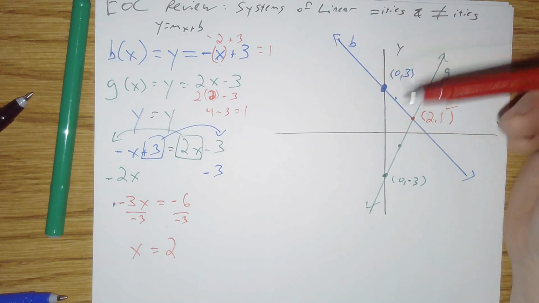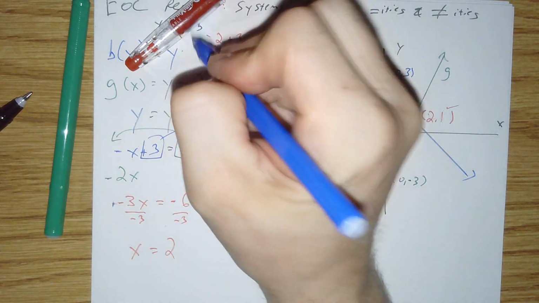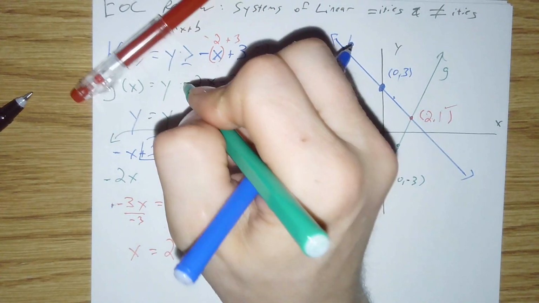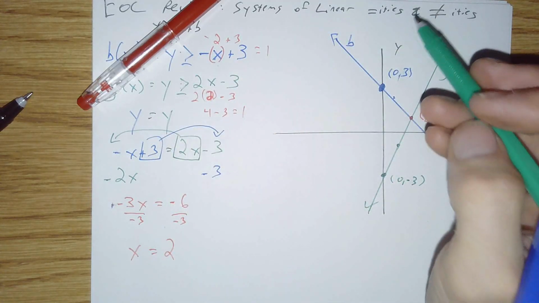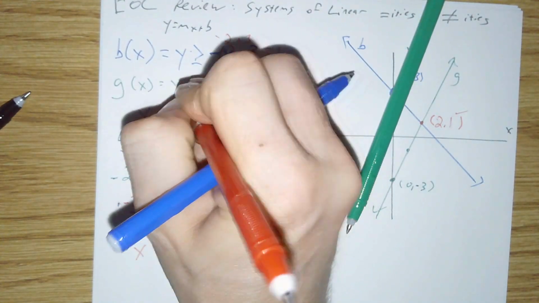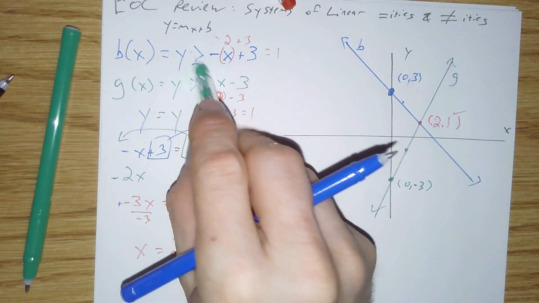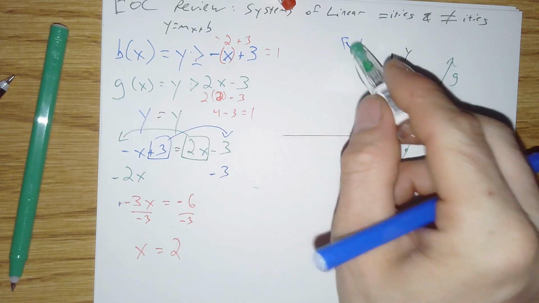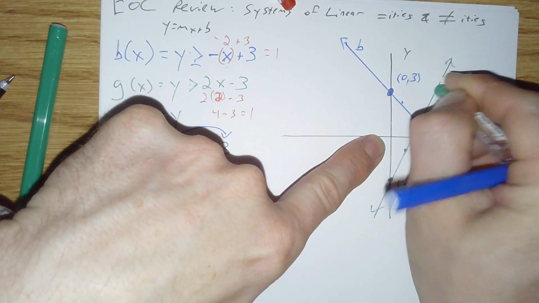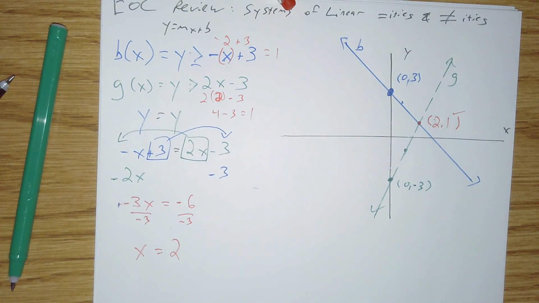But what if this was an inequality? What if I changed this to greater than or equal to, with the equal to sign, and let's make this one not equal to, just a greater than sign. Well, that changes things, because the blue line is a straight line underneath my inequality. If it's not an equal to, it has to turn into a dotted line like that. Okay, so now it's a dotted line.